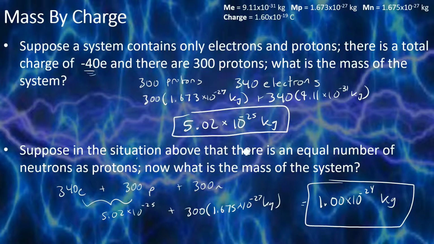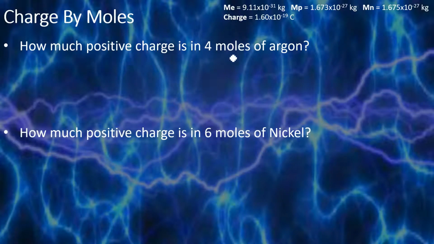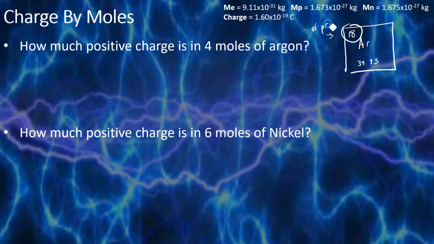Okay, so that's working with charge. Like if I'm using charge, I want to find mass. But now we're going to switch it up a little bit. We're going to talk about moles. So how much positive charge is in 4 moles of argon? In order to do this, we're going to need to use the periodic table of elements, and we're going to look up argon. When we look up argon, we're going to see that we have an atomic number of, so you will need your periodic table in order to do this, 18. We're going to have an atomic number of 18, and an atomic mass of, looks like, 39.95. In this case, we want the atomic number, because the atomic number tells us the number of protons that we have. So we have 18 protons in a regular argon atom.